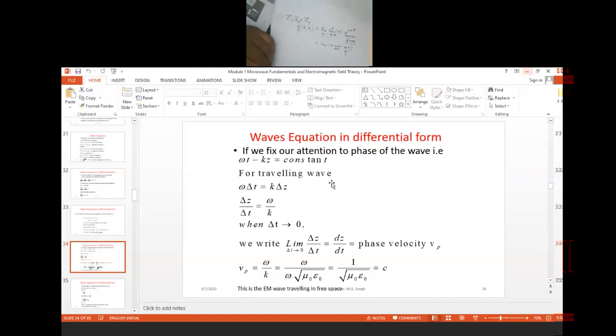For a given wave, we can find out the phase velocity. Your wave is propagating in free space. What is the phase velocity? For that purpose, we should consider a constant, that is omega t minus beta z. You consider this one as a constant, omega t minus beta z, and you take a derivative.